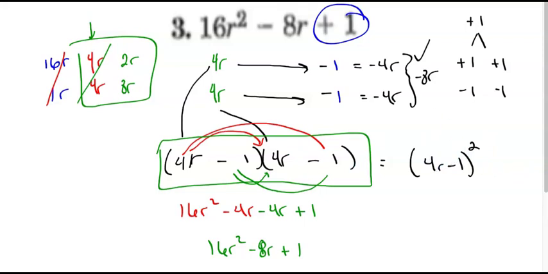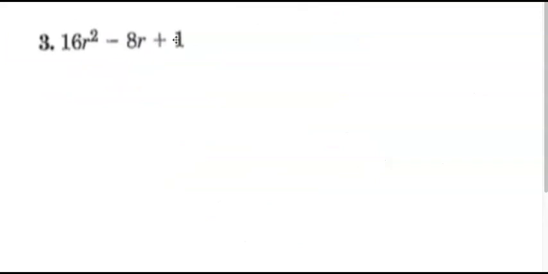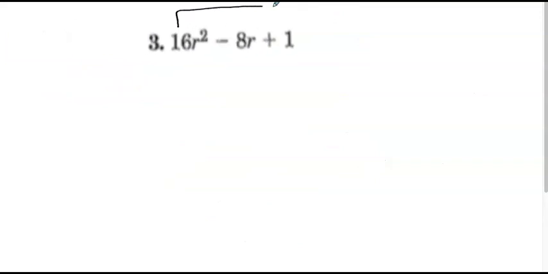All right? And now with the AC method, all right? So multiplying a times c. Here's my a, here's 1, here's my c. 16 and 1 is a positive 16. Factors of positive 16 to add up to negative 8r, or negative 8. So negative 4 times negative 4 multiply to positive 16, and negative 4 and negative 4 add up to not positive 8, but a negative 8.